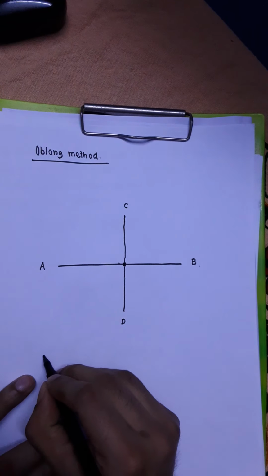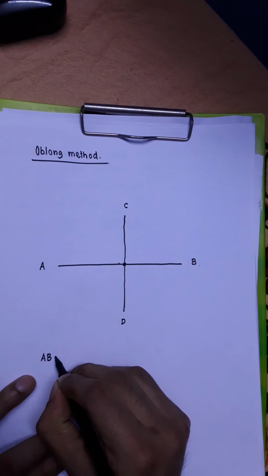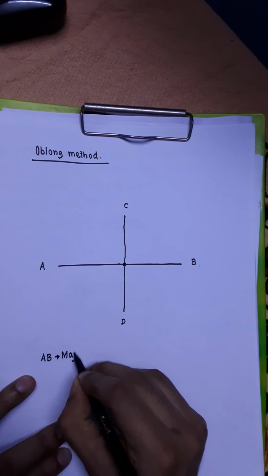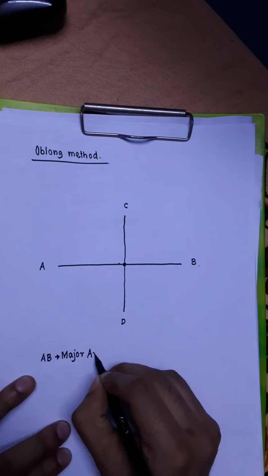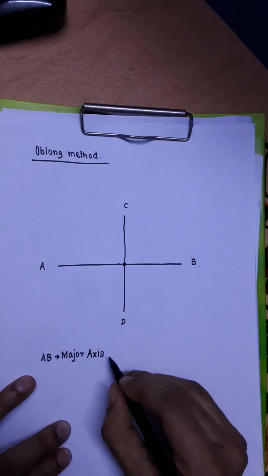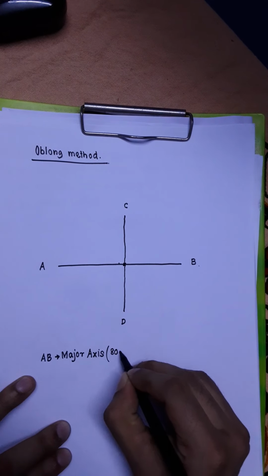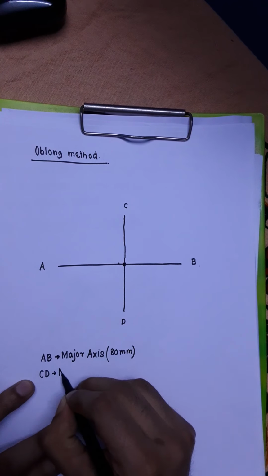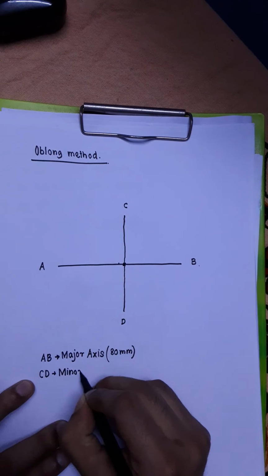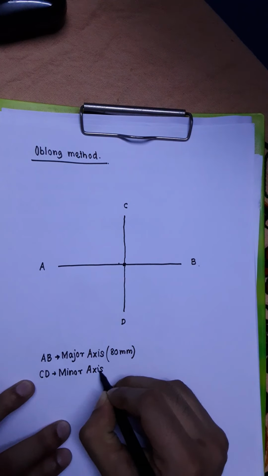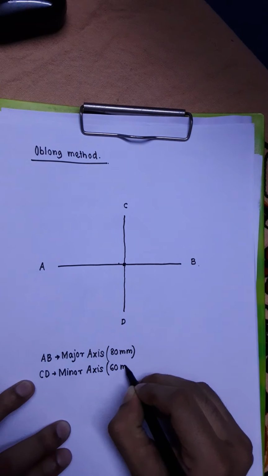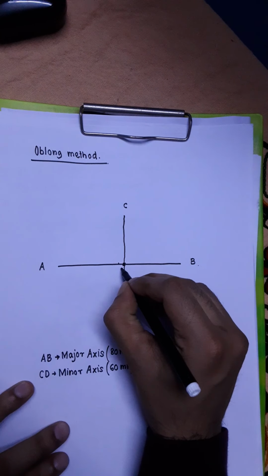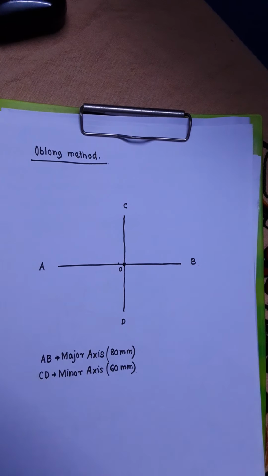So let us write that here. AB is the major axis and its length is 80 mm and CD is the minor axis having a length of 60 mm and let their intersection point be named as O.